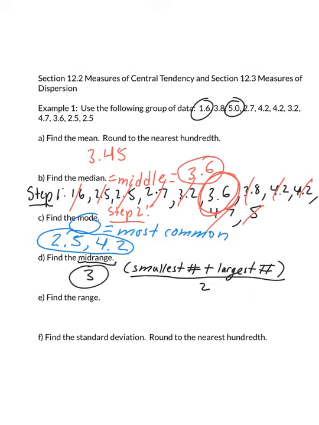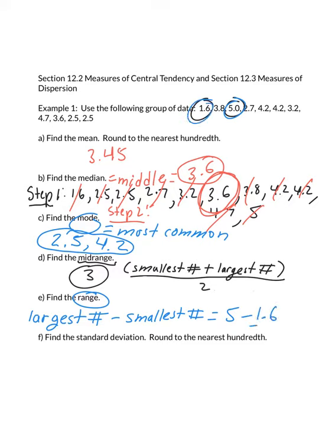So 3. Regular range, which is what you more likely see on a standardized test, does not involve adding or division at all. That's why I say it's totally different. Regular range is just simply subtraction, because now you're talking about how spread out your data is. So you're going to take the largest number and just simply subtract from it the smallest number to get the range. Our largest number was 5.0 or 5, minus our smallest was 1.6. 5 minus 1.6 gives you a final answer of 3.4 for the range.